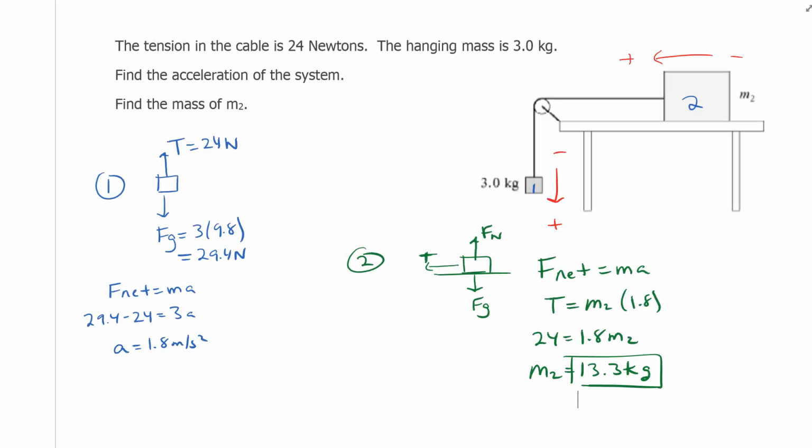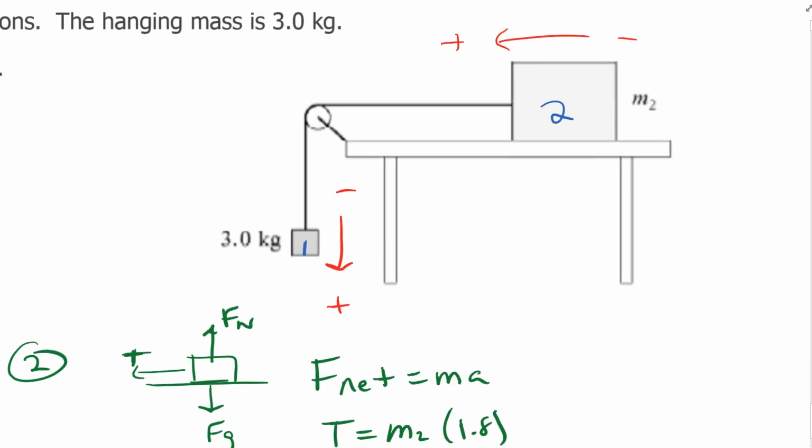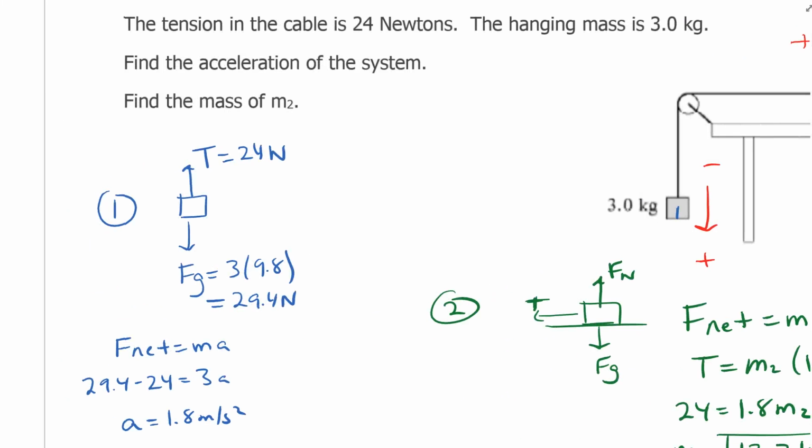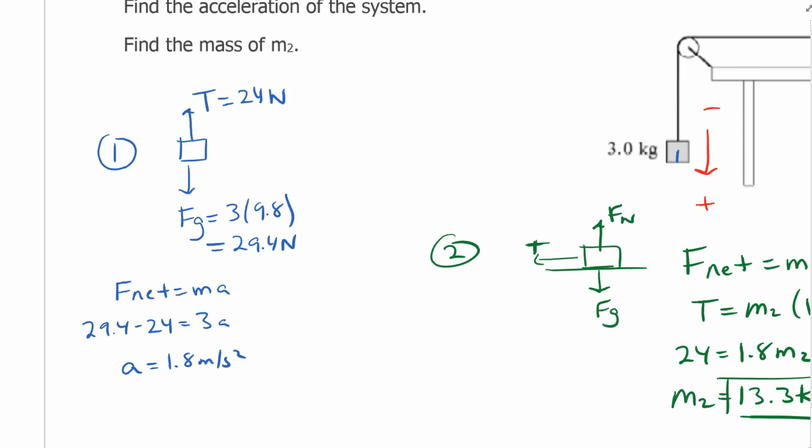Alright, so here's your answer. So first of all, thinking about which direction things are going to accelerate, it's frictionless. The hanging mass will cause everything to accelerate downwards here and left upwards. And so thinking about object number 1, here's our free body diagram. We have a tension force upwards at 24, force of gravity downwards at 29.4. So when we make our F net equals ma statement, we can find out that acceleration is 1.8.